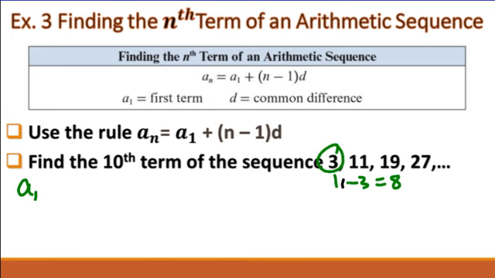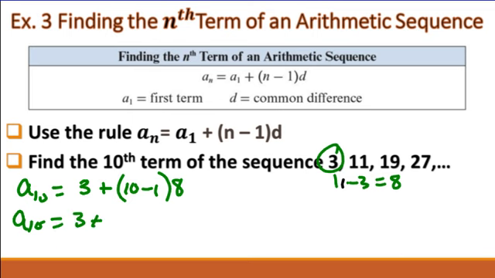So I need to find the 10th term. My first term is 3 plus 10 minus 1 times the common difference of 8. So the 10th term equals 3 plus 9 times 8, which is 72. The 10th term has to equal 75.